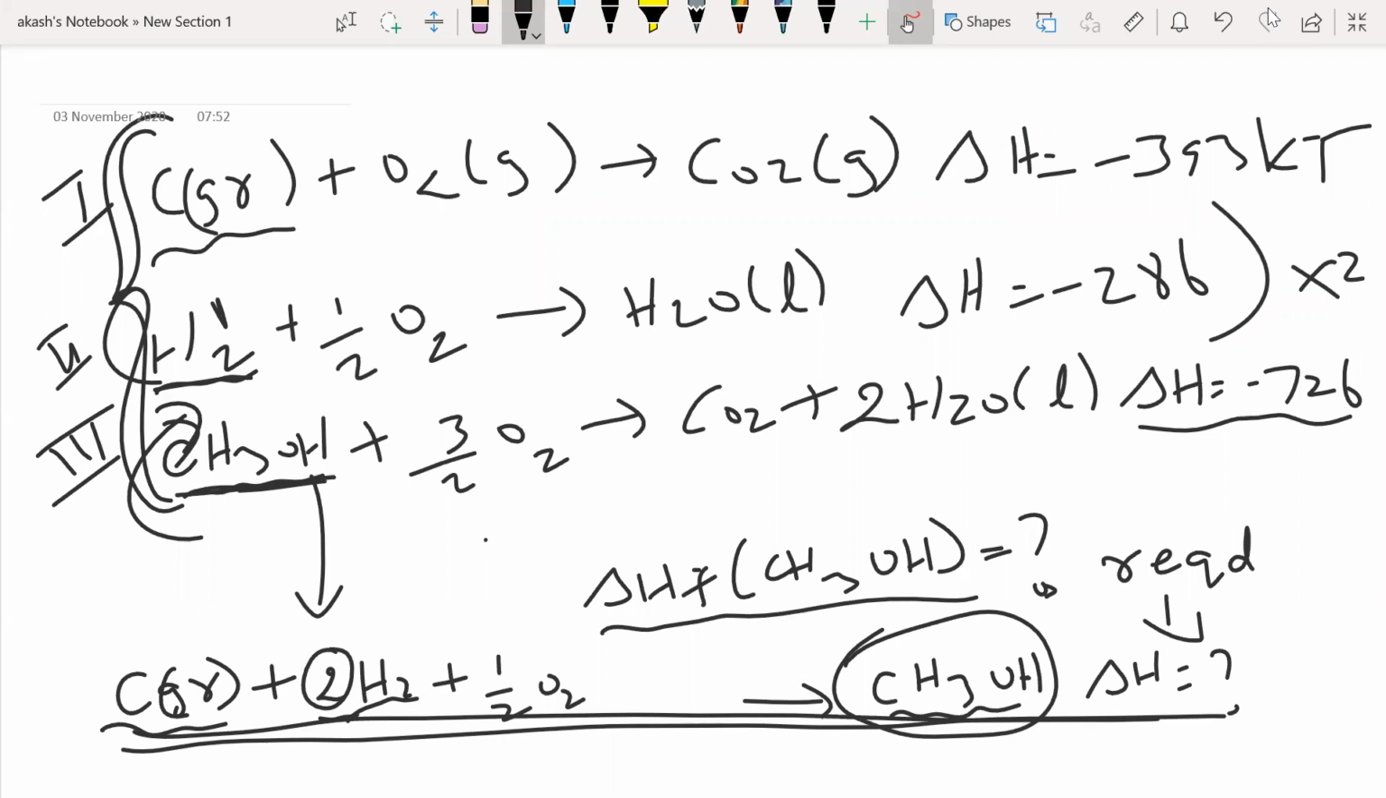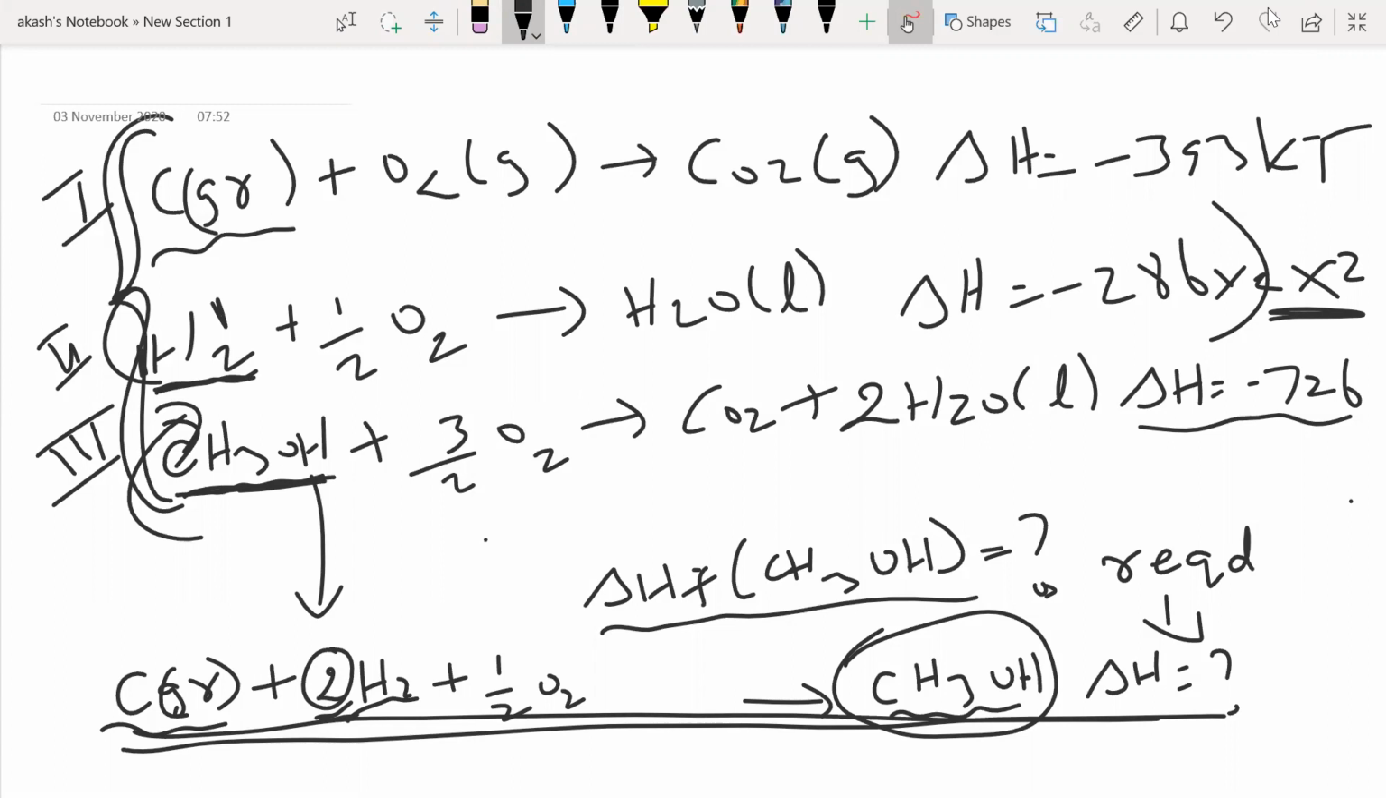Again, repeat. Carbon graphite, no problem. It's on the reactant side, 1 mole and 1 mole, both fine. Now the next thing is H2, which should be on the reactant side. Yes, H2 is on the reactant side, but I want 2H2 and I have only one H2 here. So I have to multiply this equation entirely by 2 so that I get 2H2. And obviously the enthalpy also will be multiplied by 2. Done.